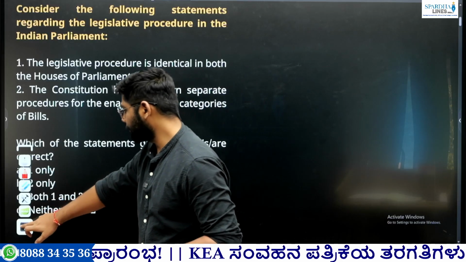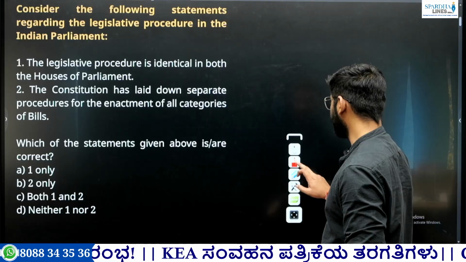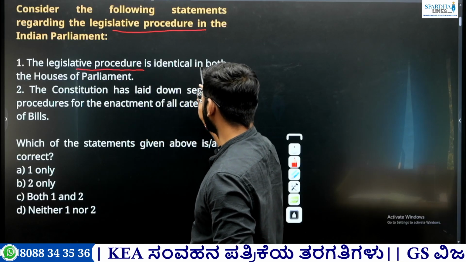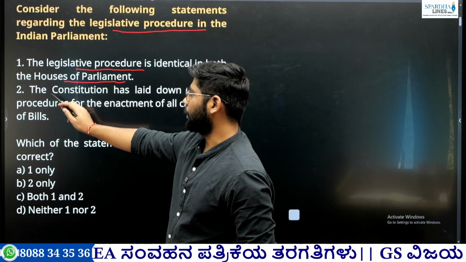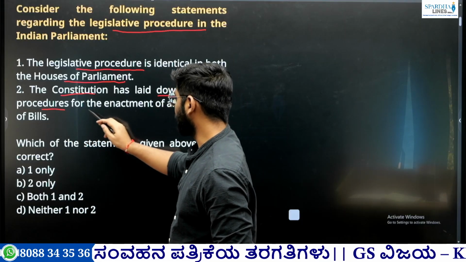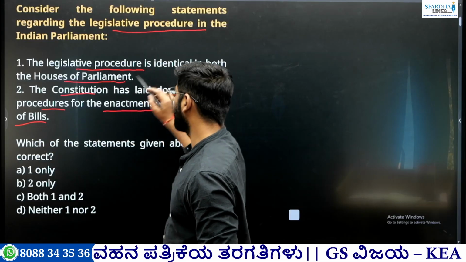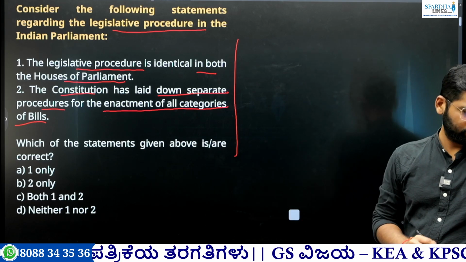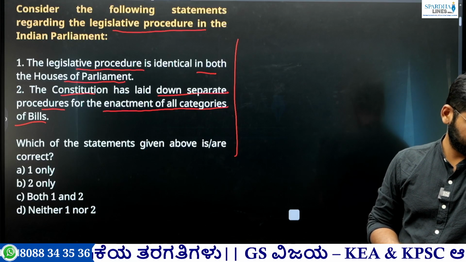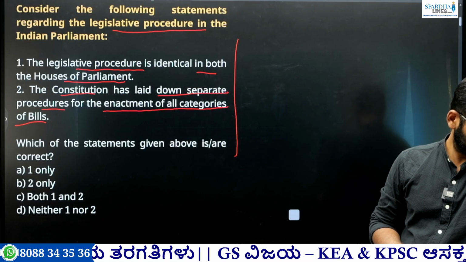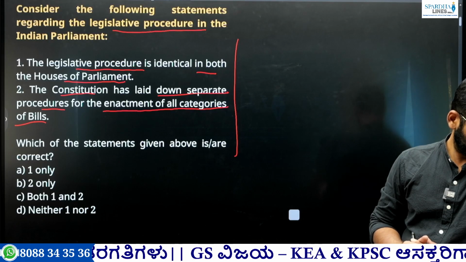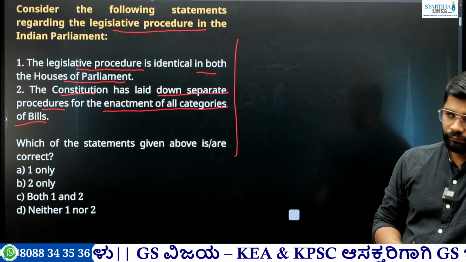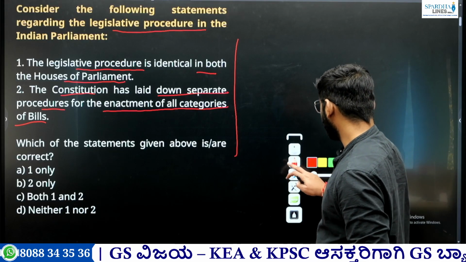So the first question here is: consider the following statements regarding the legislative procedure in the Indian Parliament. First statement says that legislative procedure is identical in both houses of the Parliament. Second statement, the Constitution has laid down a separate procedure for the enactment of all categories of bills. Let me know which one is correct here. Choose the correct option. Okay, so we'll see which one is correct here.